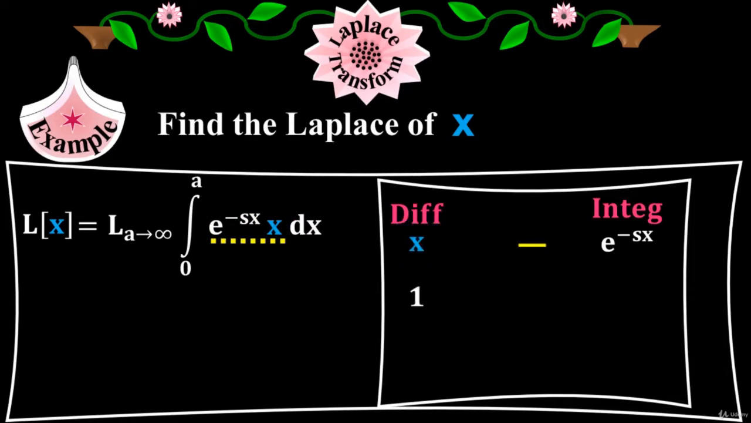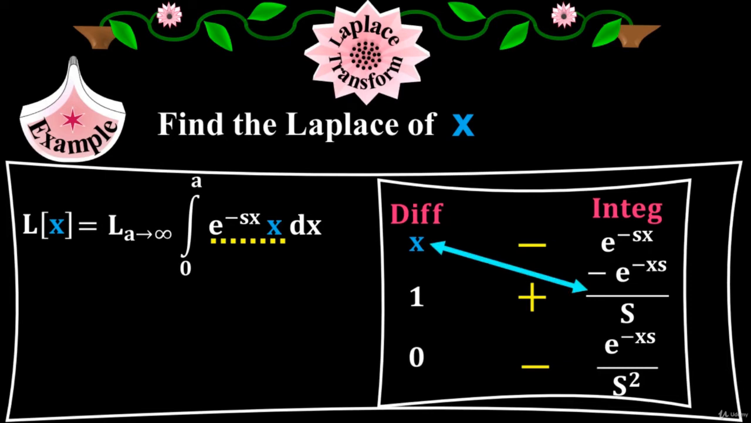Derivative of x is 1. Integration of e to the minus sx equals minus e to the minus xs over s. Put plus, and derivative of 1 is 0. Integration of minus e to the minus xs over s equals e to the minus xs over s square, and put minus here. I stop the process here because I got 0 for the differentiation side, and now take the cross product between these terms.